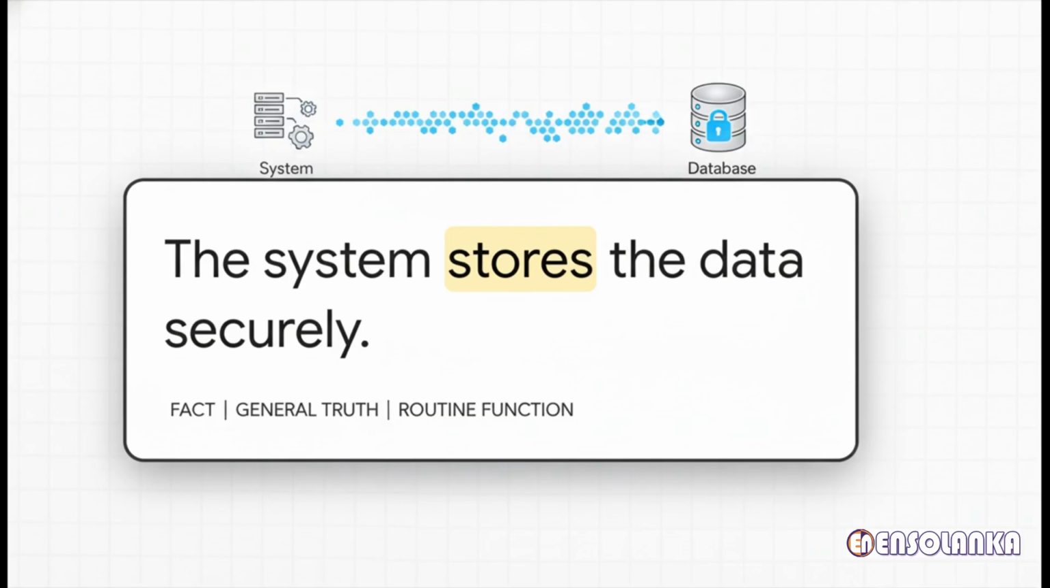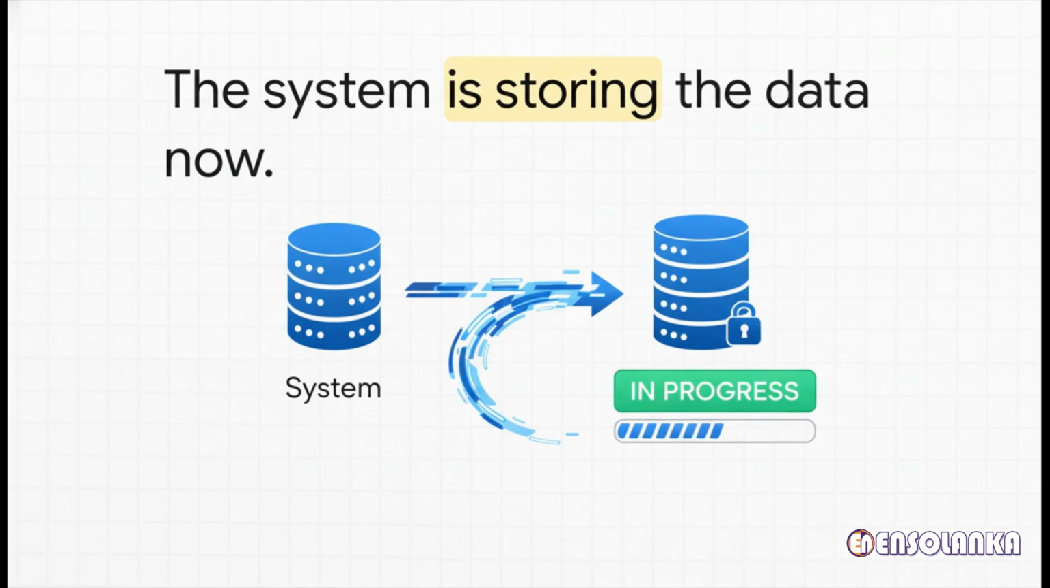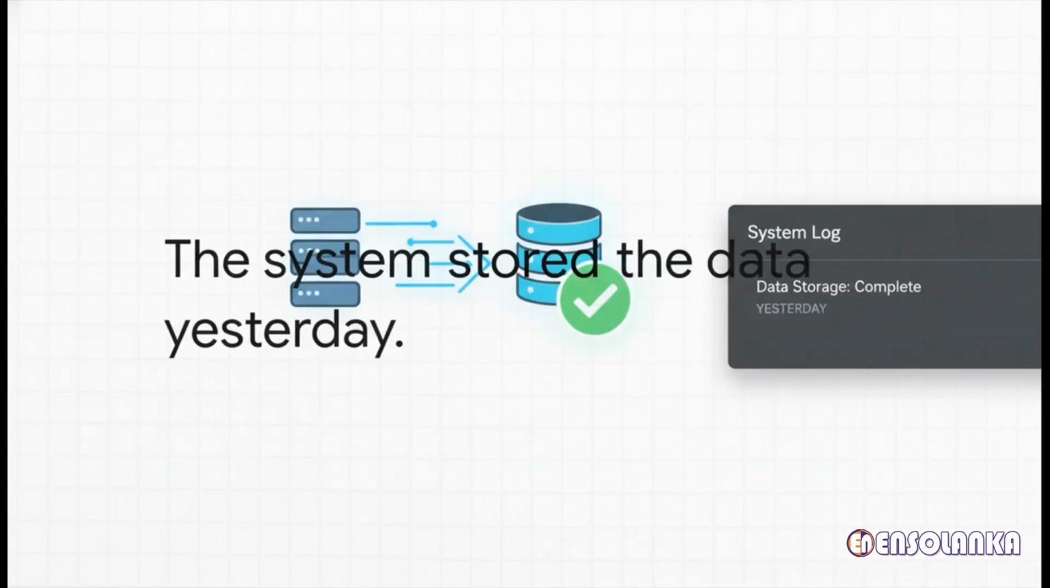This is the simple present tense, and what it's telling us is a fundamental truth about how the system works. It's not something happening for a limited time, it's just what it does. Always. Okay, now watch what happens when we make one tiny change. The system is storing the data now. See that? Suddenly, we've gone from a general fact to a live action report. This is describing something in progress, the kind of thing you'd see on a real-time monitoring dashboard or in a system log.